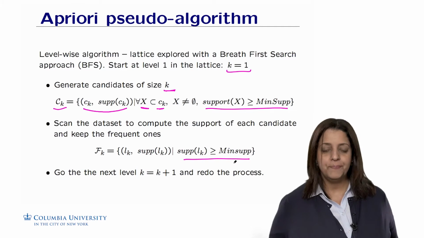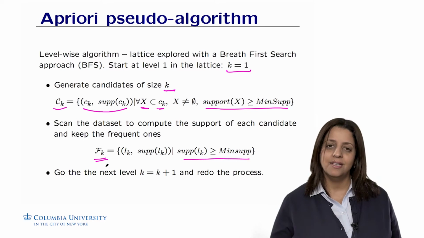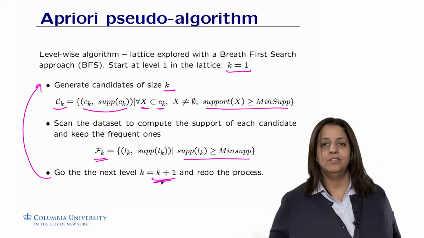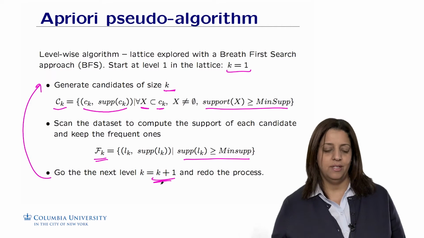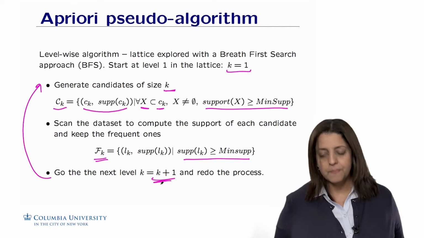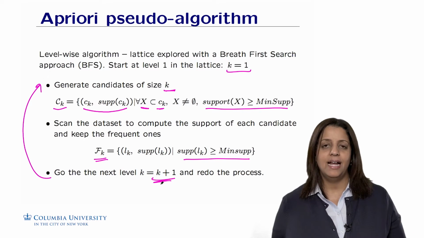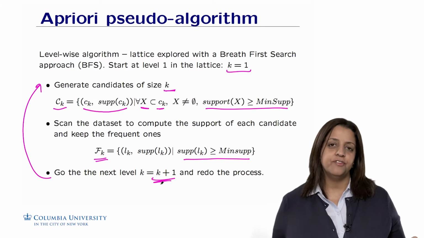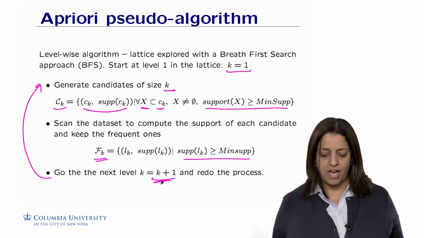After that, these frequent itemsets will serve to generate the next size of candidates. So I go back, but this time with k plus 1. When we have k plus 1, we use the frequent patterns of size k to generate the candidates of size k plus 1, and so on and so forth. So it's an iterative method that goes through the search space of the lattice level by level. Each time it generates candidates, it checks their frequency, by scanning the data set to calculate the frequency of each itemset.